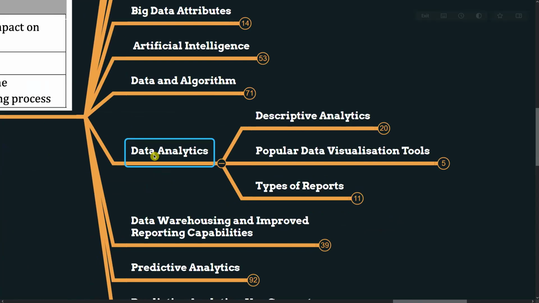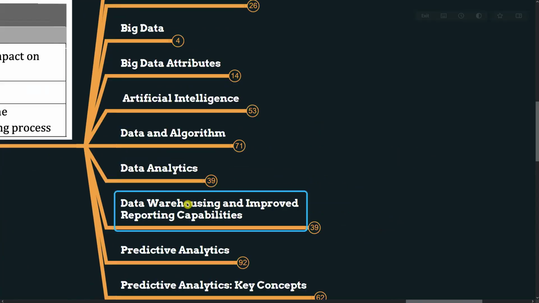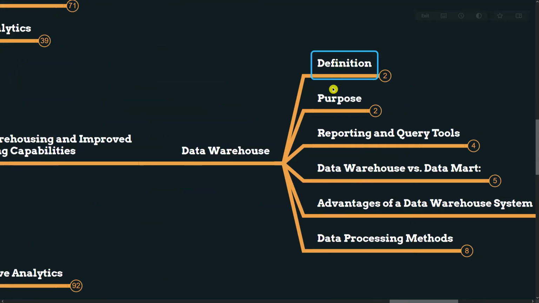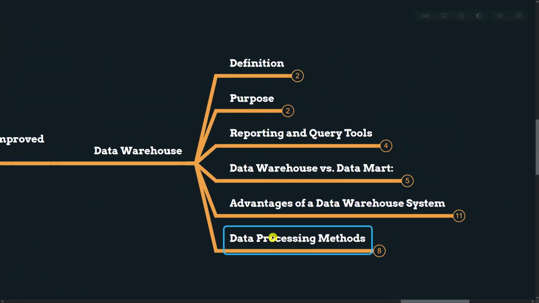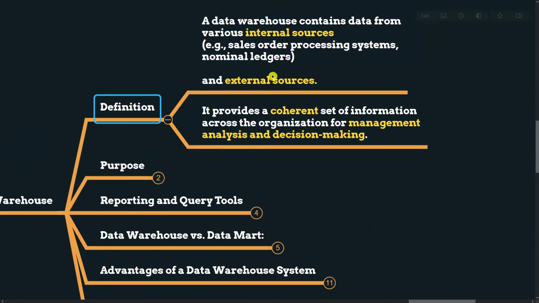So in data analytics, we have seen descriptive analytics, popular data visualization tools and types of reports. Another concept we are going to talk about is data warehousing and improved reporting capabilities. Right. So data warehousing. What does it mean by data warehouse? The definition, the purpose, reporting, data warehouse versus data mart, advantages of data warehouse systems, data processing methods. There are a lot of things. So first, let's simply understand what it means by data warehouse, right?